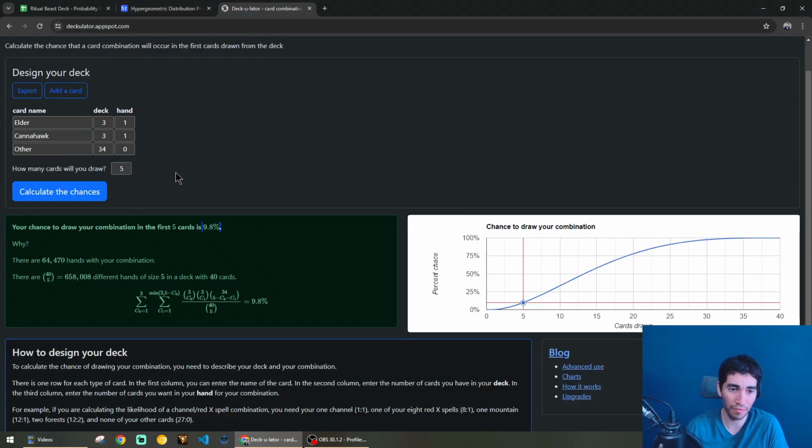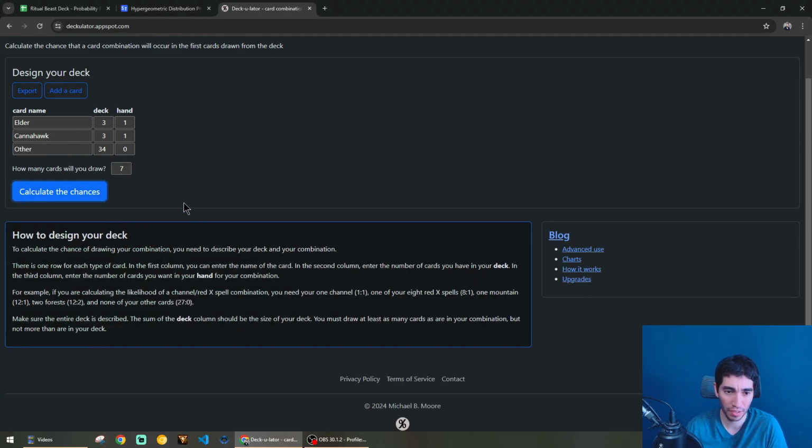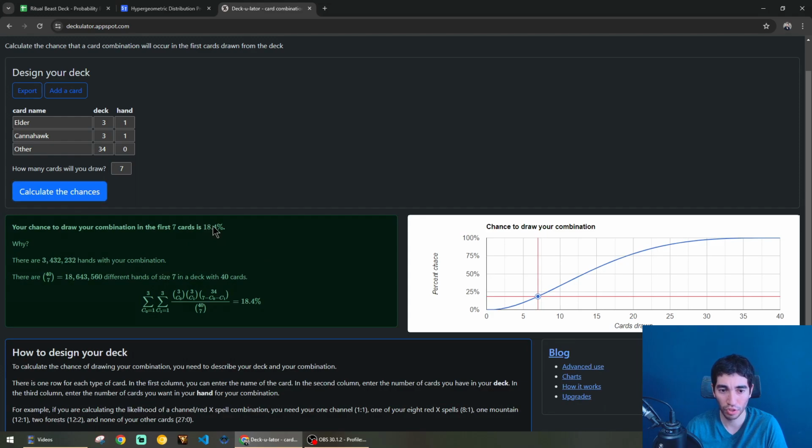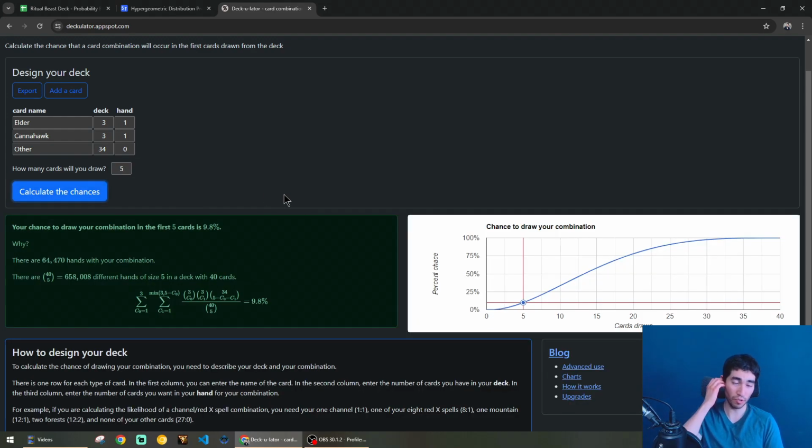And the same thing can be seen for the Deculator. You know, if instead of 5 cards, we go to 7 cards, you notice that the percentage is now 18.4%. You notice it goes way higher. It basically almost doubles the percentage, just by changing that one number, no? So these are things that you want to keep in mind when you are calculating percentages for the deck, no?